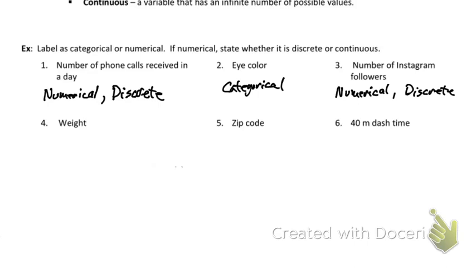Weight. Well, that one's pretty easy because we just did it above. But is it numerical or categorical? Is weight numerical or categorical? Numerical. And would that be continuous or discrete? It'd be continuous, yep.